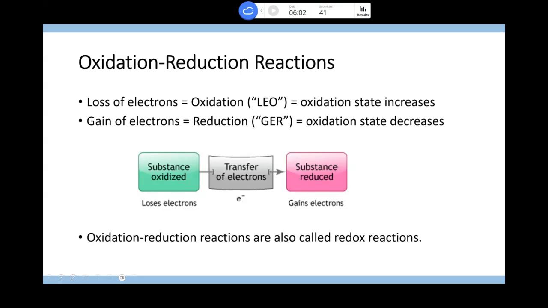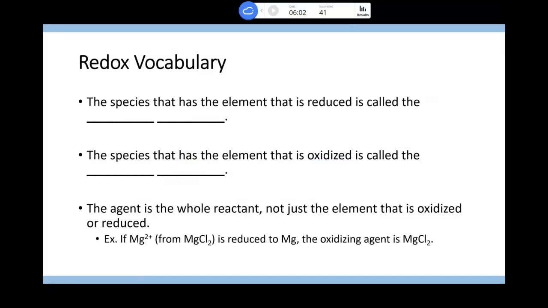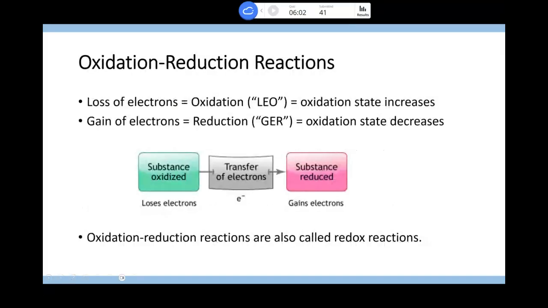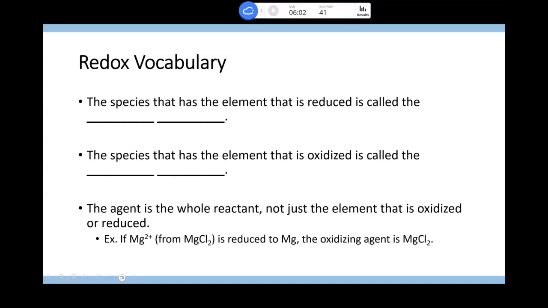I already mentioned earlier that oxidation reduction reactions are also called redox reactions. So we have a substance oxidized and a substance reduced. The substance that is reduced gains the electrons, so we can call this substance the oxidizing agent. It's the substance that's taking electrons from the element that's oxidized. So the species that's reduced is the oxidizing agent. That's that first bullet point here.